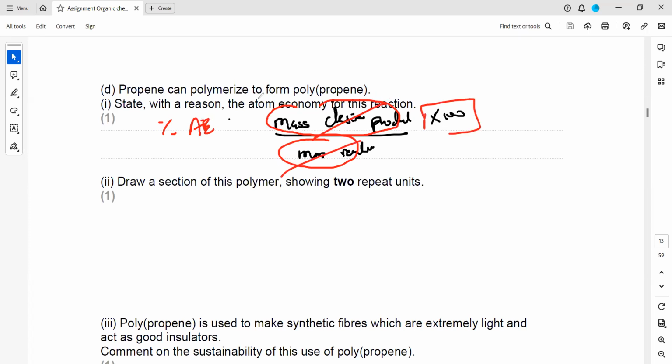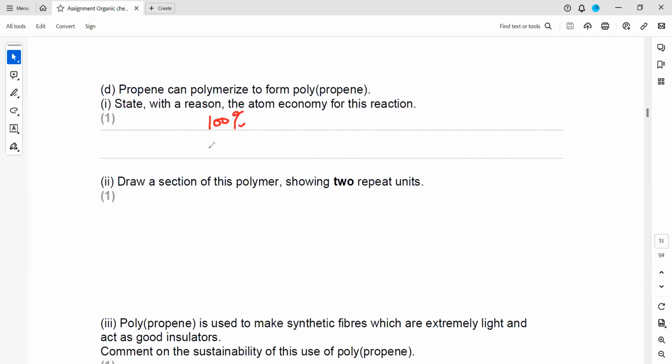So whenever an addition reaction is there, what is the atom economy? The atom economy is always 100%. Why is it 100%? Because the only product which is formed is the desired product. That's why. Then draw a section of this polymer. So propene can be polymerized.